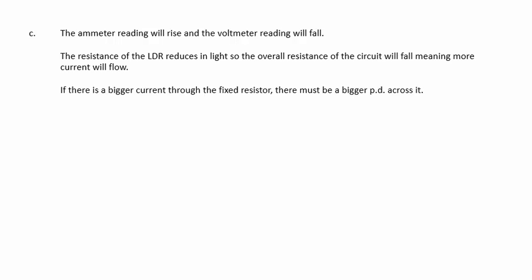If there's a bigger current through the fixed resistor, it must have a bigger potential difference across it. The potential difference of the supply is fixed, so therefore the PD across the light-dependent resistor must have fallen.